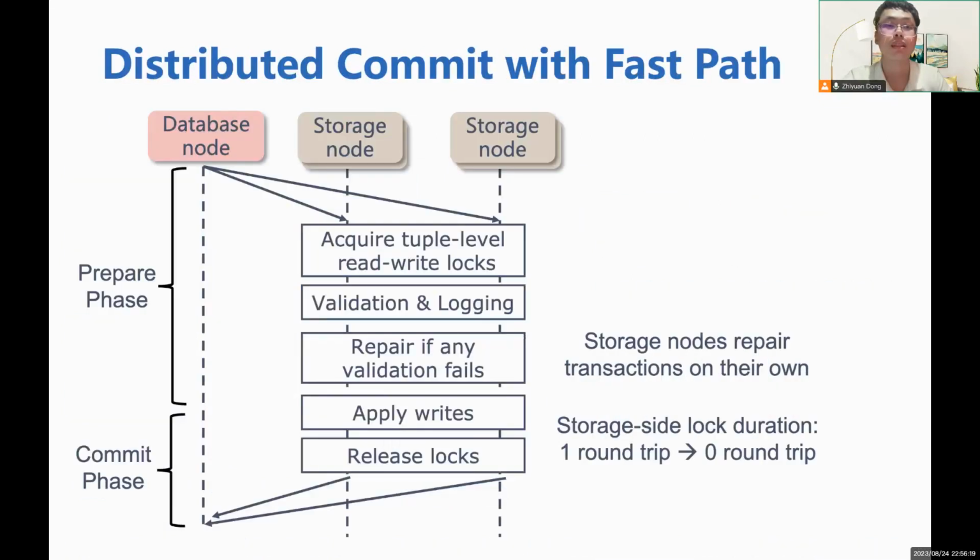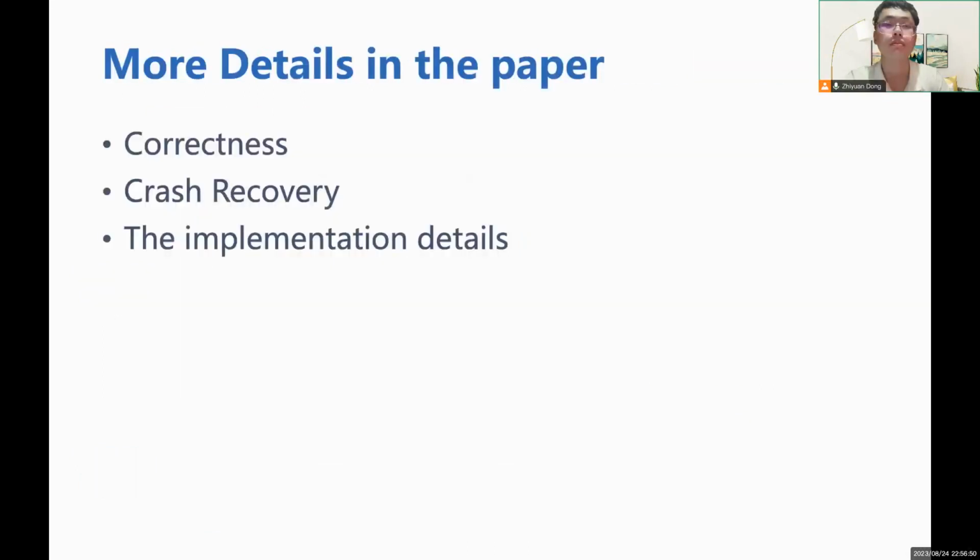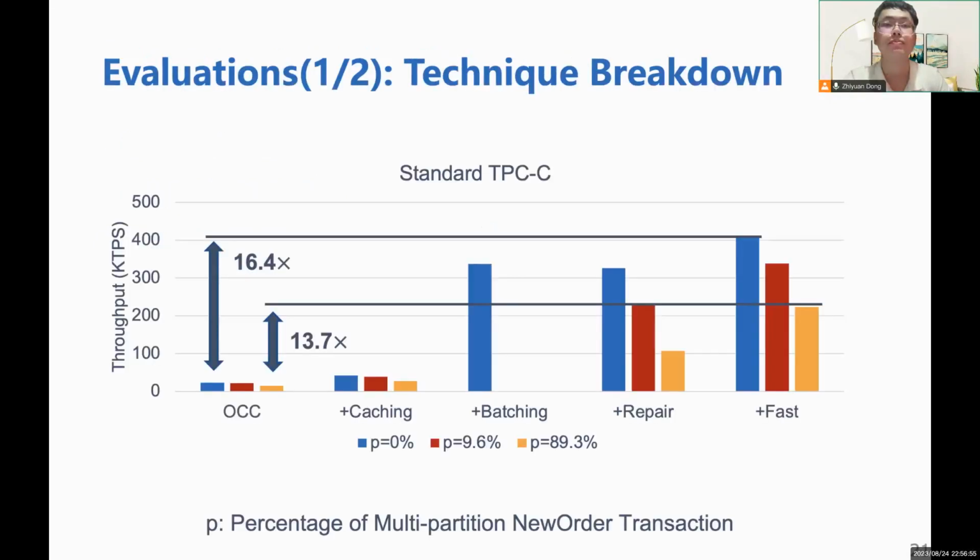If a batch consists of all one-shot transactions, then the batch can be committed in the fast path without two-phase commit overhead. Specifically, the storage nodes can repair transactions on their own. Thus, they can release locks directly after replying to the database nodes, reducing the storage-side lock duration from one round trip to 0. This enables the storage nodes to pipeline the commit process without being interrupted by network messages. Due to time limitations, please refer to our paper for more details.